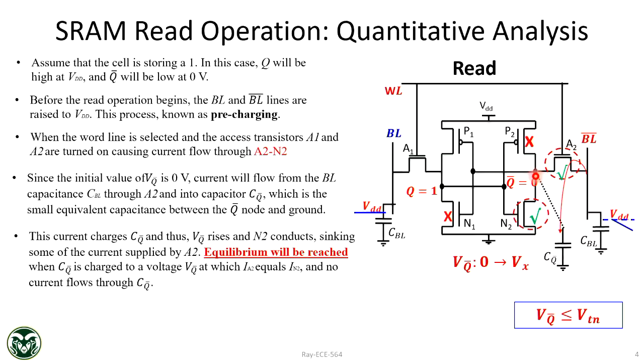How long do you want to keep it at Vx for the read operation? What determines how long you have to wait for reading? Anyone? Is it an RC constant? Not really. You have to look at this one, right? So this one is drooping.